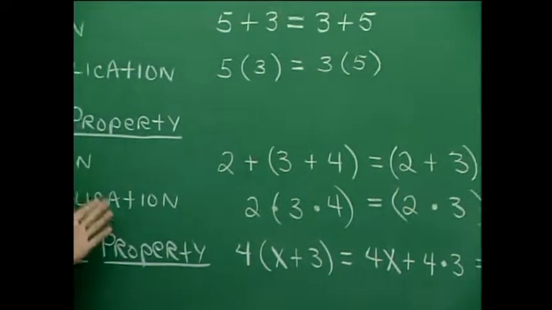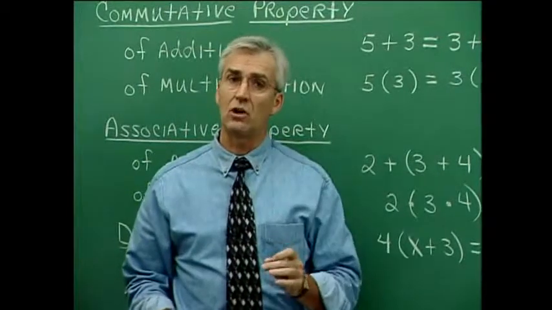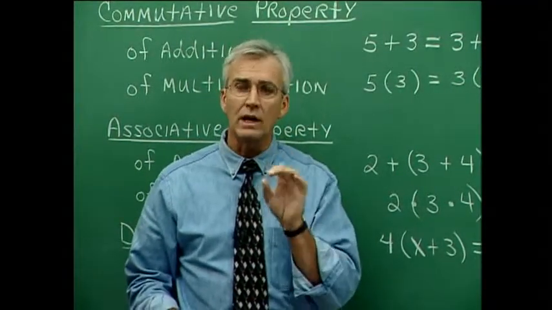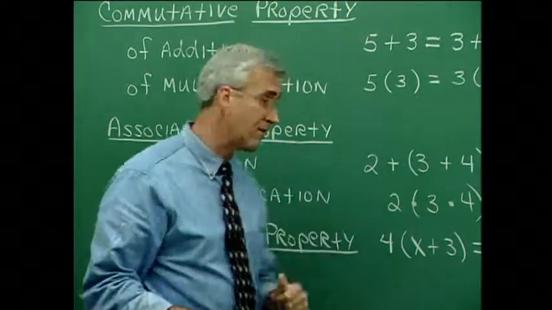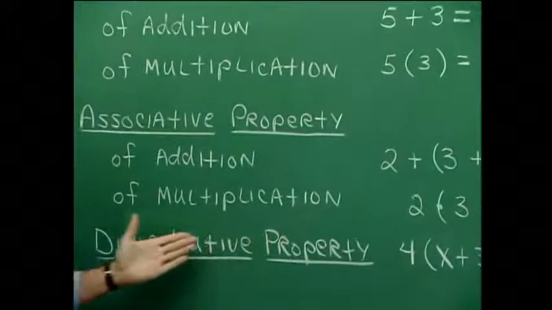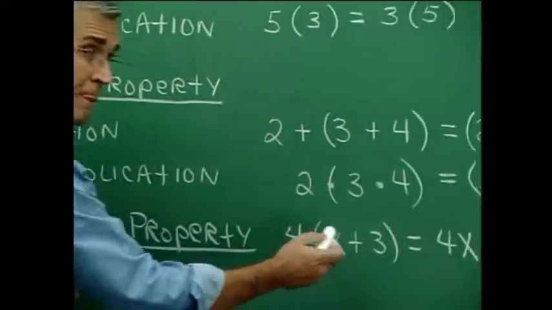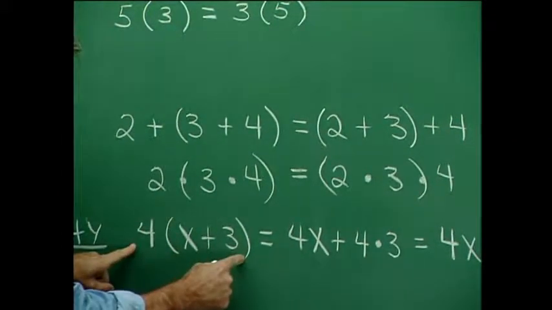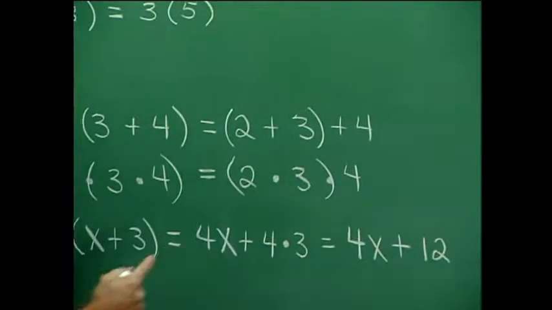Now, commutative and associative properties are generally not called by name, but the next one is called by name. We use it so often, I guess, or it has a certain specialty to it, that we do call it by name very often. It's called the distributive property, and it's illustrated like this. 4 times (x plus 3) is equal to 4 times x plus 4 times 3. Of course, we would write 4x plus 12.